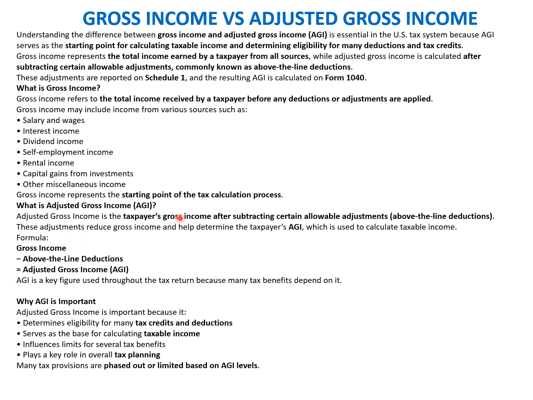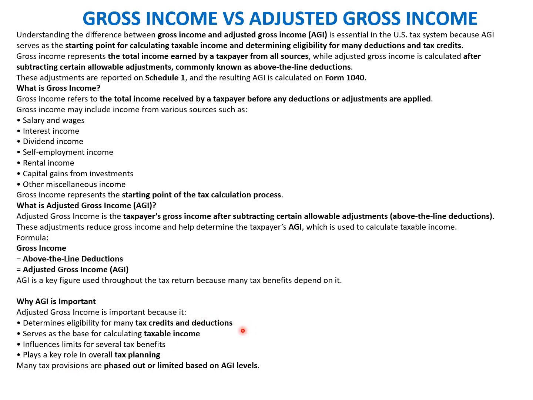The adjusted gross income is the taxpayer's gross income after subtracting certain allowable adjustments. So once that gross income has been aggregated or calculated, the next step is to deduct the deductions which are there, and we'll talk about a few of them in detail in the upcoming slides. When these deductions are deducted, the rest of the income is called the adjusted gross income because we have deducted the above the line deductions. So AGI is the key figure throughout the tax return because many tax benefits depend upon that. Adjusted gross income is important because it determines eligibility for many tax credits.